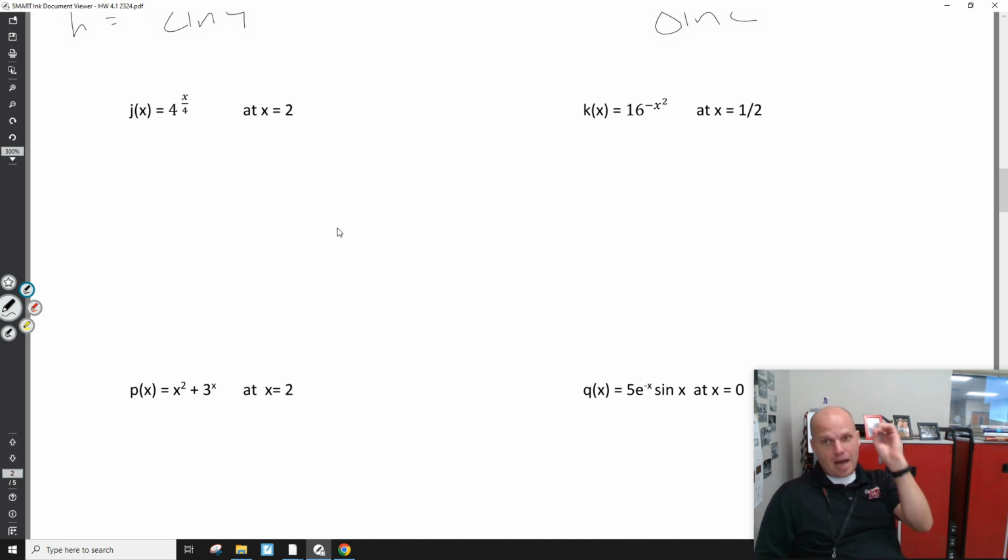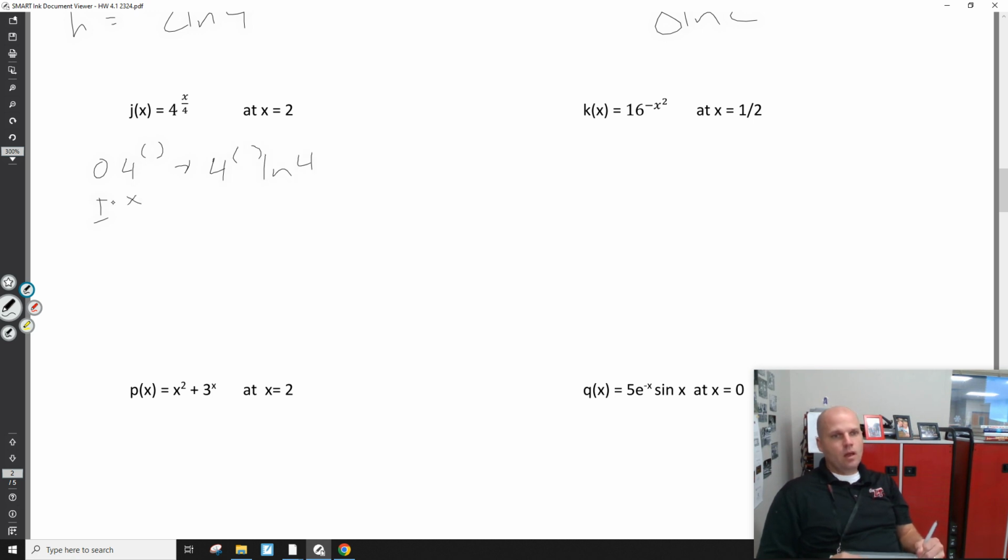If there's something in the power that is not just an x, you need to O and I. 4 to the power, its derivative would be 4 to the power times the natural log of 4. X over 4 is not a quotient. It is just 1/4 times x. It's just a constant times x whose derivative is the constant. It's like the derivative of 3x is 3. The derivative of 1/4 x is 1/4. The derivative of x over 4 is 1/4. Don't do this if x is in the denominator. That doesn't work.